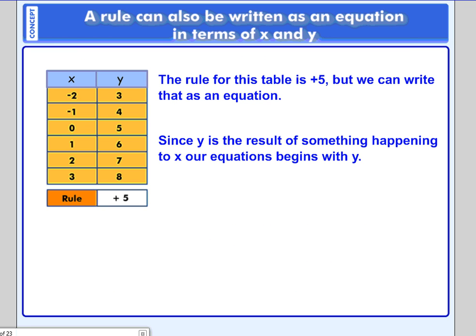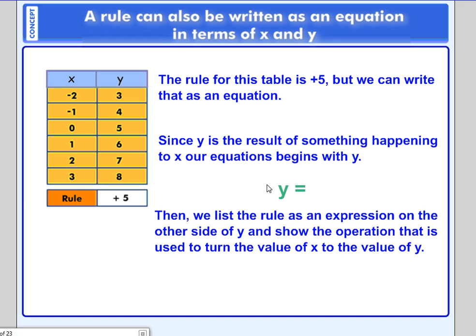Okay, so we can also look at our function table and we can make a rule, but we can write the rule as an equation. And since y is the result of something happening to our x, y is the end result, our equations are going to begin with y. Then, since we list the rule as an expression on the other side of y, we show the operation that is used to turn the value of x to the value of y.